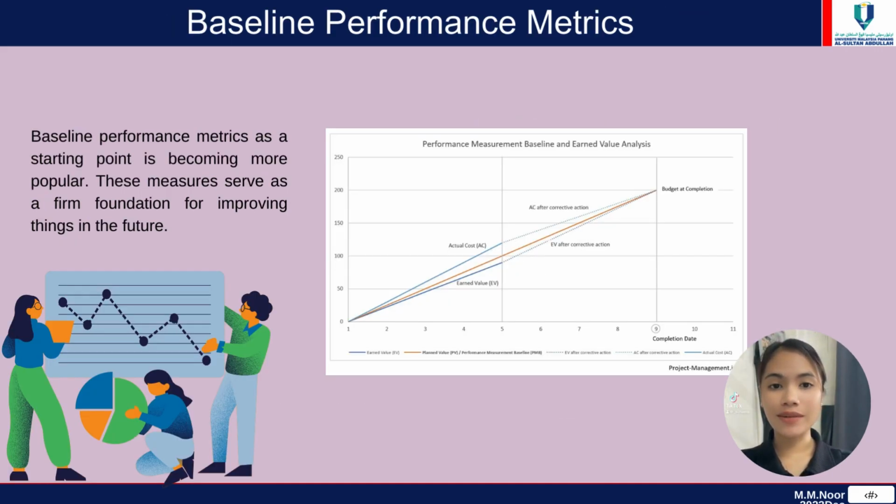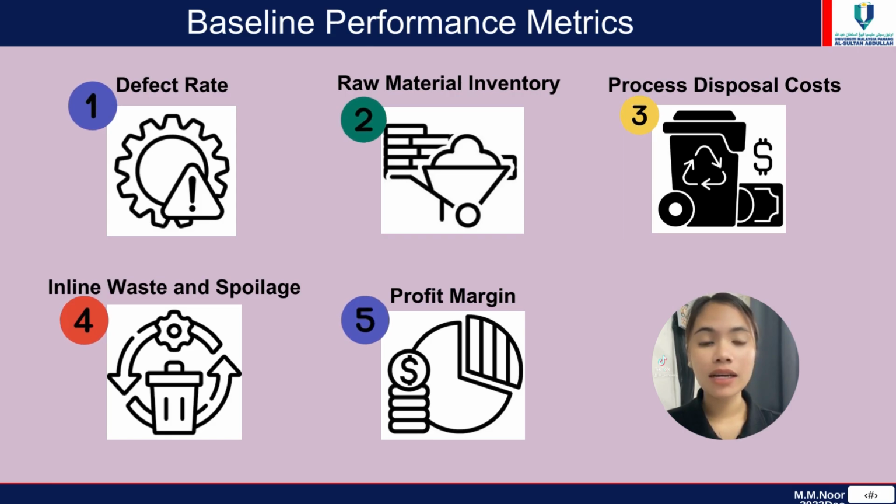Base performance metric. In the textile manufacturing process, using basic performance metrics as a starting point has become more popular. This measure serves as a firm foundation for improving things in the future. Baseline performance metrics have many categories like defect rate, raw material inventory, inline waste and spoilage, process disposal cost, and profit margin. So defect rate, one crucial indicator of how many low quality products we make, is the defect rate.